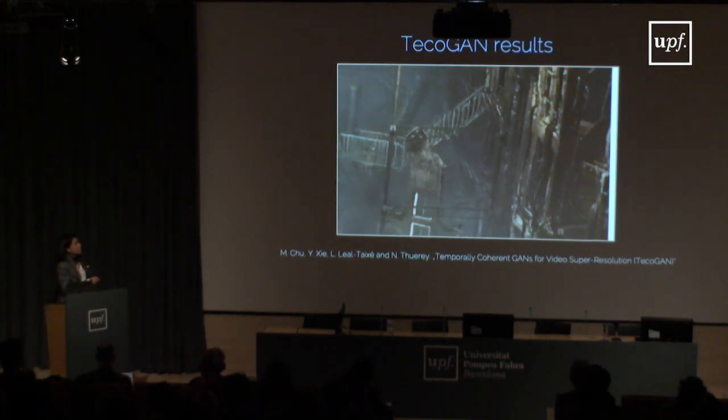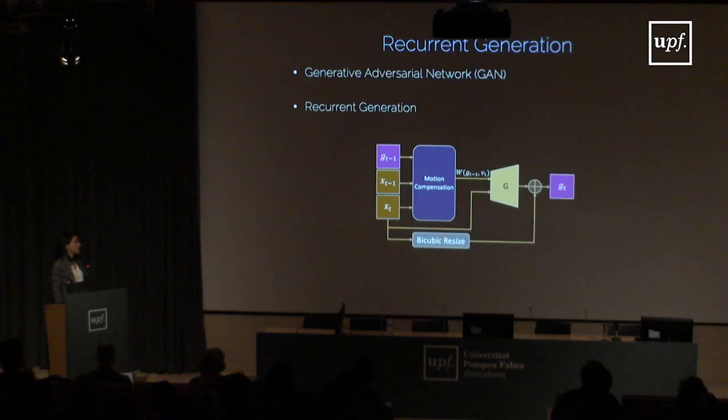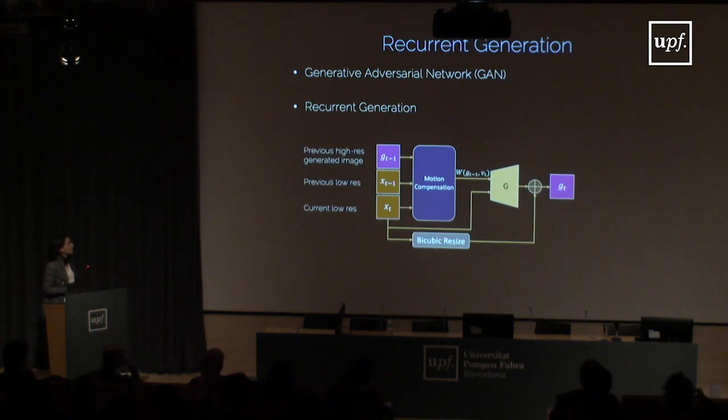And it's named TecoGAN. And of course, we use a generative adversarial network. And in this case, since we're dealing with videos, we have to generate one frame after the other. We use a recurrent architecture. And so by recurrent, I mean that we're going to recurrently generate one video frame after the other. And we're going to take the previous high-res generated image as input for our generator. So we do want to generate coherent results by using this recurrent architecture.